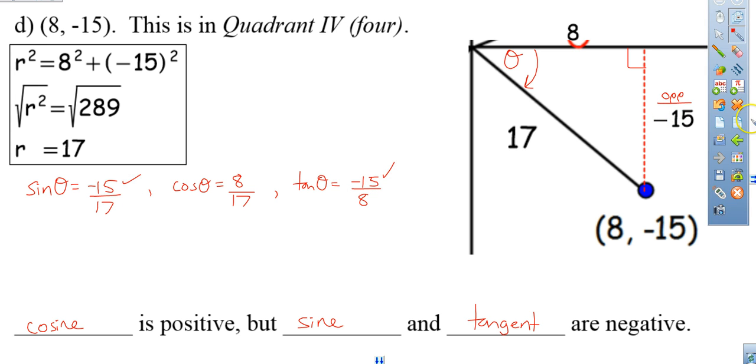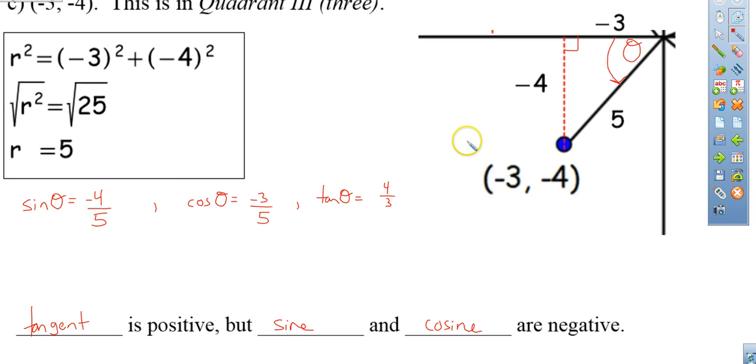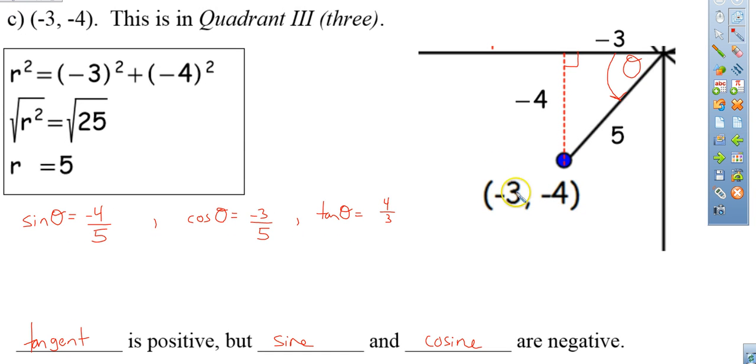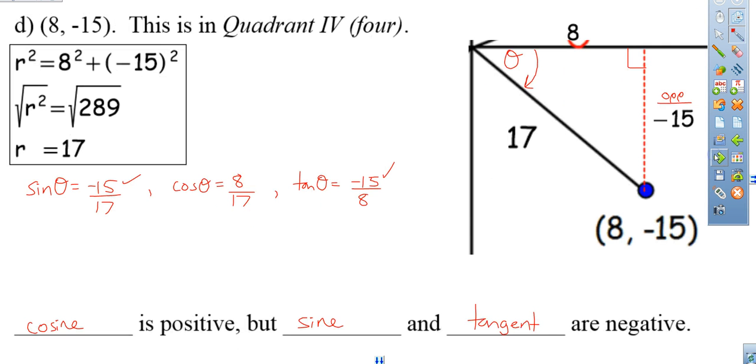And I didn't mention it the last time, so for quadrant number 3, we have -3 and -4. That's your adjacent and opposite side. If you're only using one of them, like in sine and cosine, that gives you a negative ratio. That's why those are negative. But tangent ends up being positive because you are doing the ratio of two negative numbers.